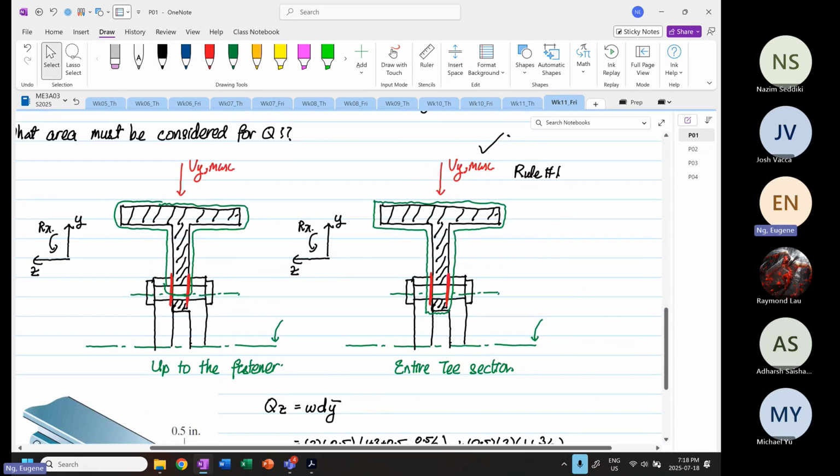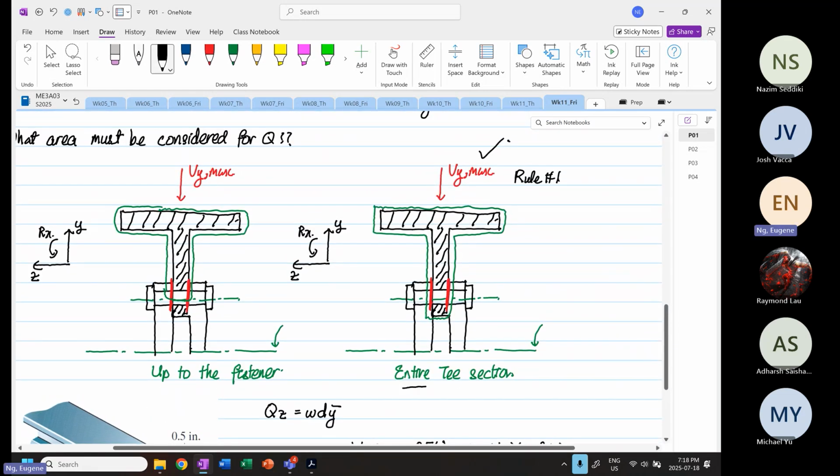We pick the entire T section because of rule number 1, right, which states that the shear flow must distribute throughout the entire section of the beam. Are we clear? So this is a very important concept that you have to know.